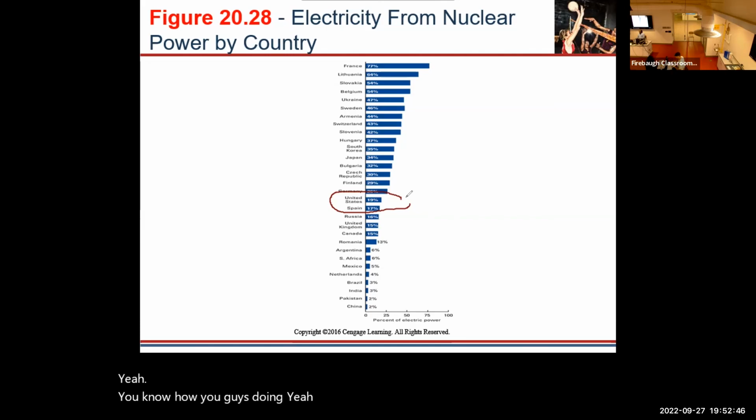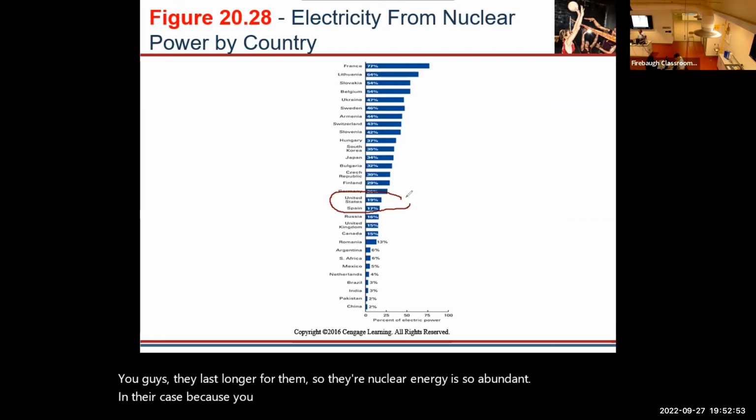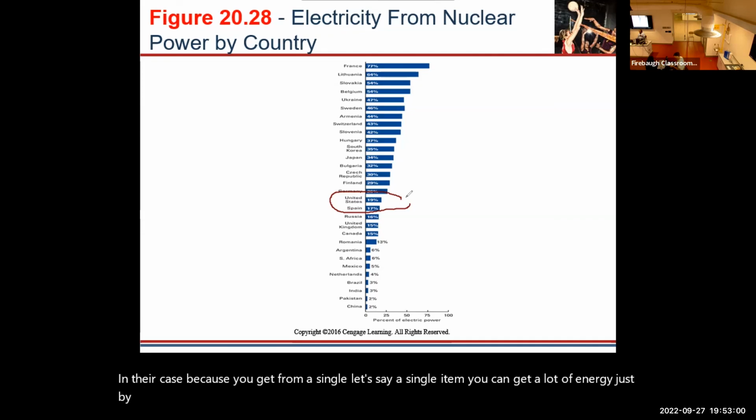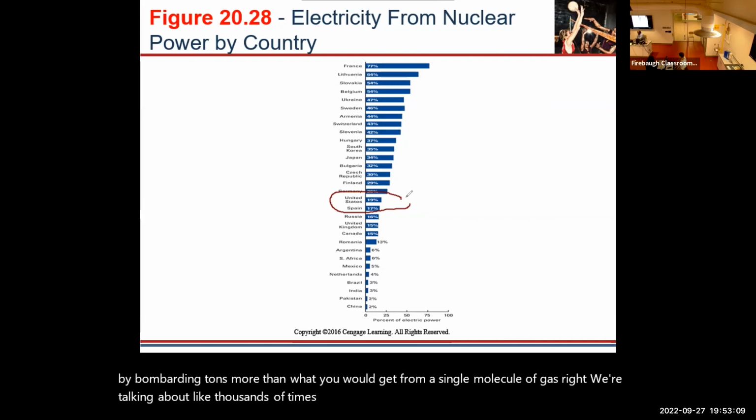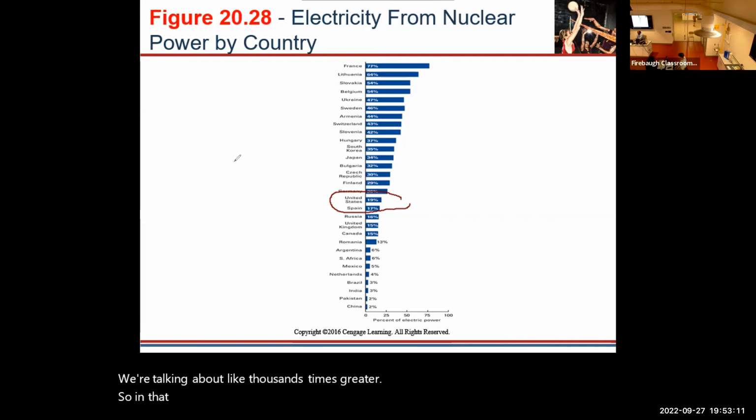All right, nuclear energy is so interesting because you can get so much energy from a single atom. In that context, they're more energy efficient. They also don't have the issue with global warming.